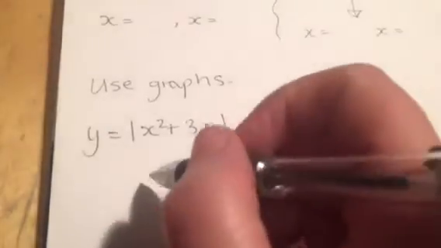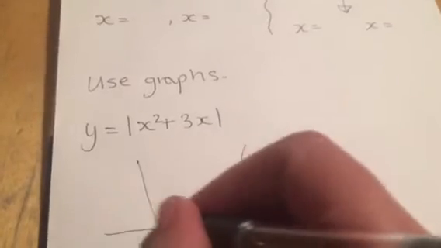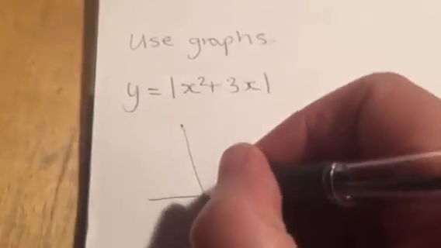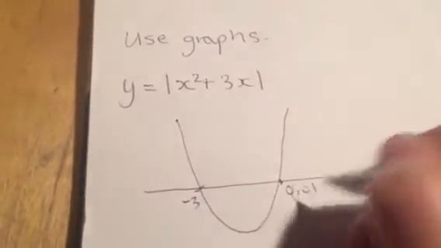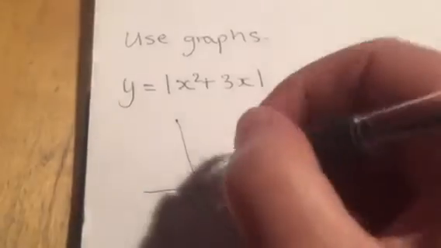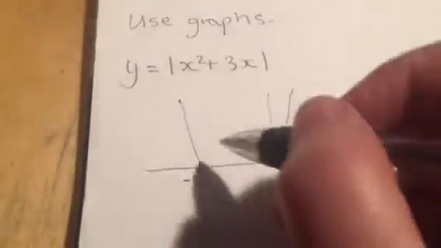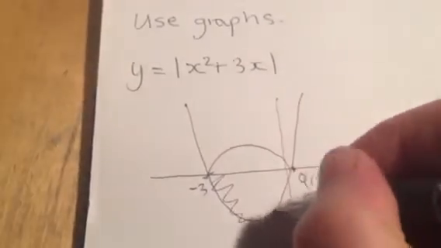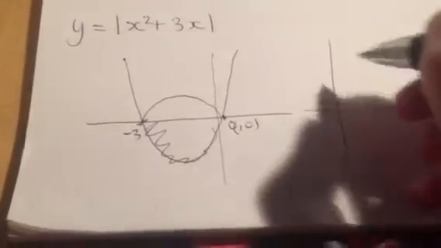And it'll look like this. And it will cross at 0 and minus 3. And then to draw your modulus graph, you take this bit and it gets reflected. And that bit disappears. So you've drawn your modulus graph, which will look like this.